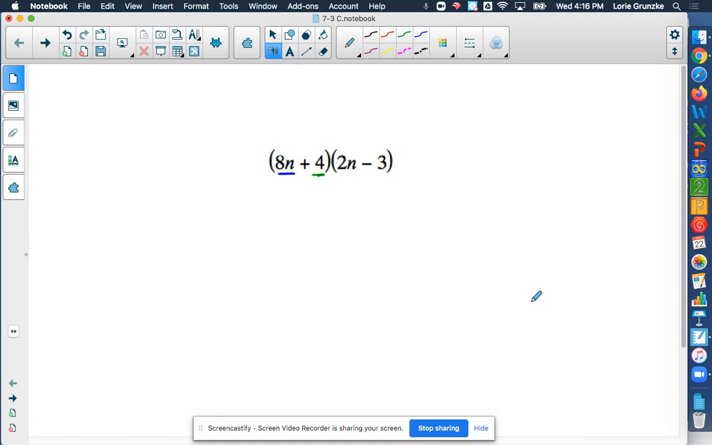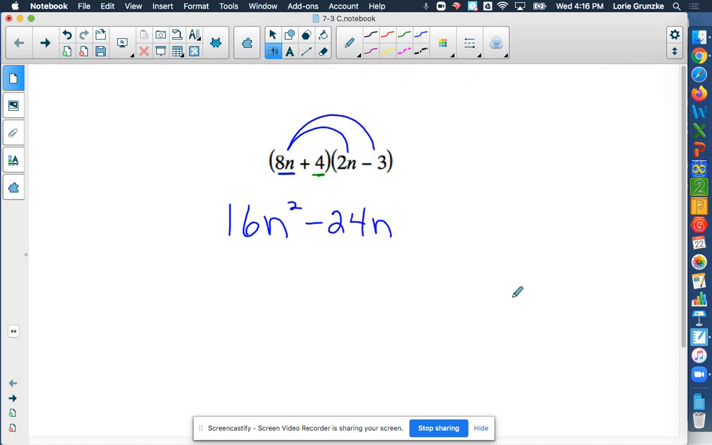So 8 times 2 is 16. And then the n times the n gives you n squared. Most of the time, your first term is going to have an x squared, an n squared, something squared. So I took those two. Now I have to take the 8 times this. Don't forget the negative. So 8 times negative 3 gives me a negative 24, and n times a 1 behind it is n. So now I'm going to go to my 4.